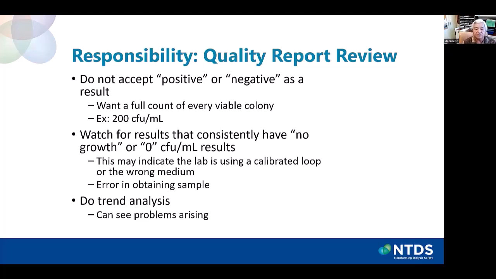Review the monthly results for trends. Water for dialysis is not sterile and should not consistently be zero. Also review if there is inconsistency from month to month in which the levels fluctuate from high unacceptable levels to acceptable levels. This could indicate a serious problem of biofilm formation in the water and distribution system.